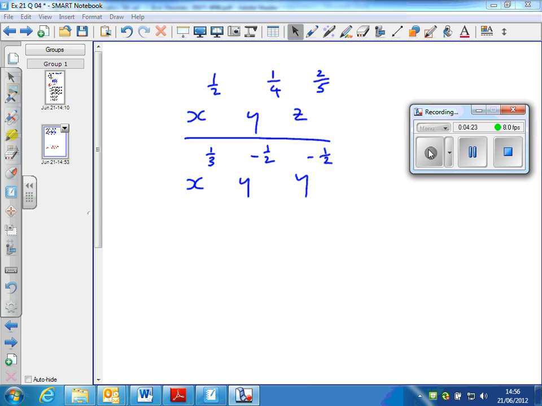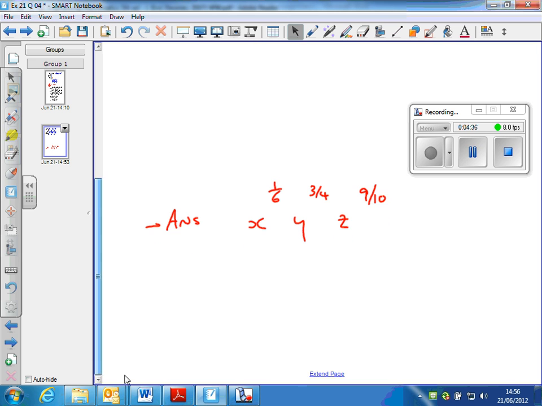Okay, here's the extra question. Try simplifying this expression. Pause the recording and then have a look at the solution which follows. Okay, here's the answer. X to the 6th, y to 3/4, z to the 9/10.